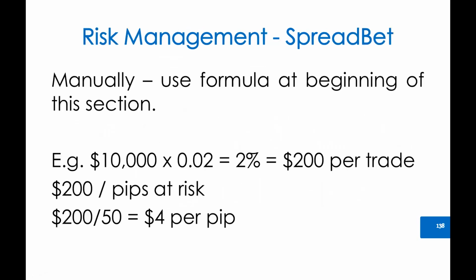So for ease of maths, let's imagine that we had 50 pips at risk. So the size of the bar plus and minus a little bit, i.e. the gap between the entry and the stop loss, would be 50 pips. So manually, the formula is, if you had a $10,000 account and you had 2% of that, that would be $200 per trade. $200 divided by pips at risk is the equation. So $200 divided by 50 pips would give you $4 per pip. So in terms of risk, you would be risking $200, and each one of those pips, in this case there's 50 of them, would be worth $4 per pip.